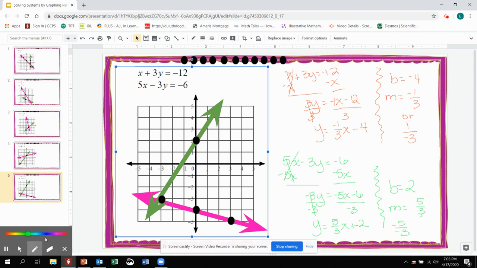All right, so my point of intersection is this point right here. So to get there, I would move left 3 units. So my x value would be -3, and then I would move down 3 units. So my y value would also be -3. So the solution to this would be -3, -3.